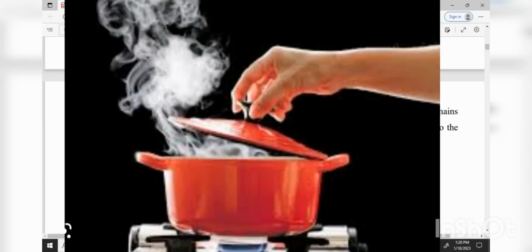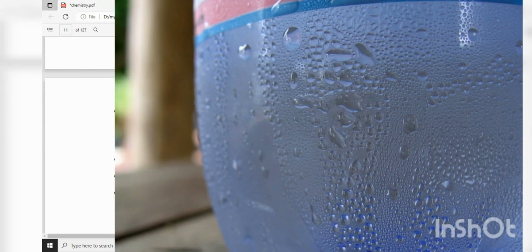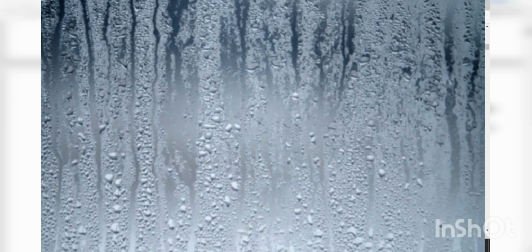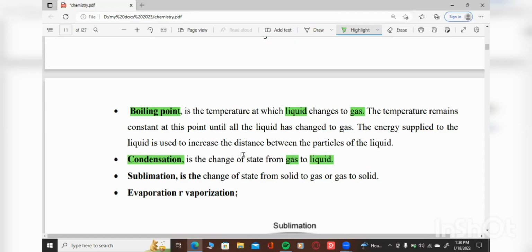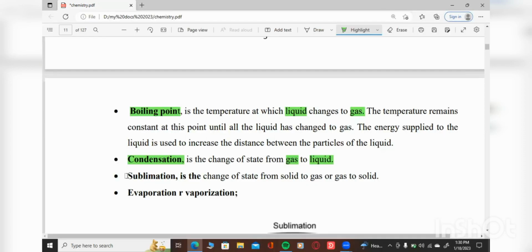What of the boiling? Boiling, you are boiling a liquid into a gas. So boiling point, when you're boiling water, water is what? Liquid. Then steam is gas. Condensation is the opposite of boiling point. It's going to turn into liquid. When that gas hits a cold area, then it begins to do what? To condense.